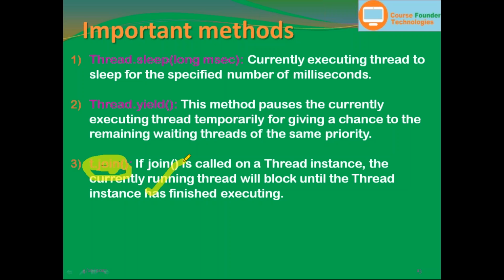So that is the basic difference between yield and join. Yield is from the Thread class and it is a static method. Join is also from the Thread class, but it is not a static method. That is the basic difference. Join is not a static method. Yield is a static method. Now we will see one more example, then we will get more clarity.